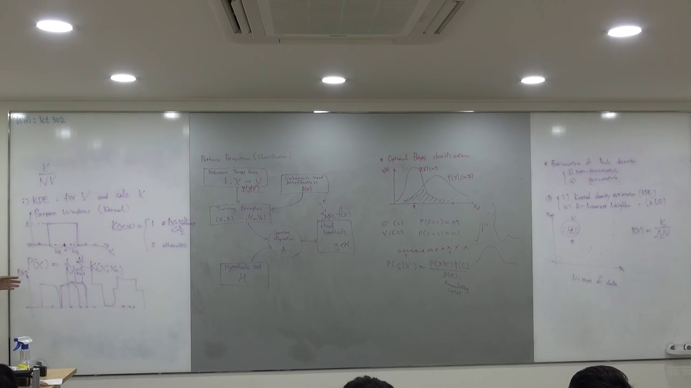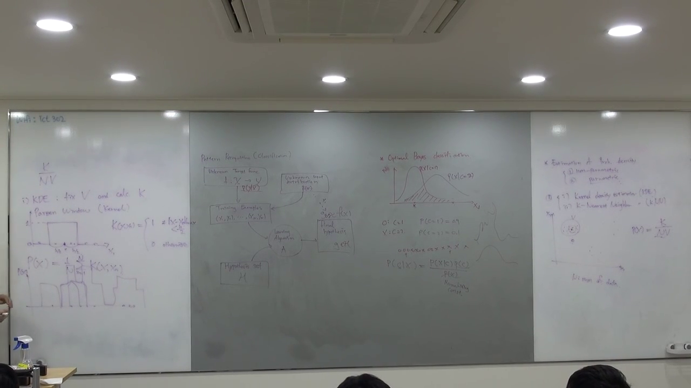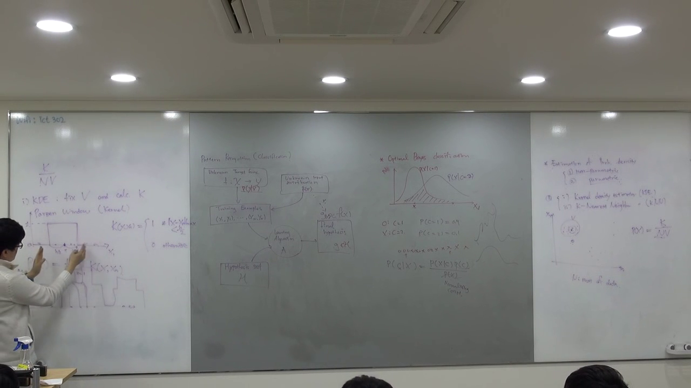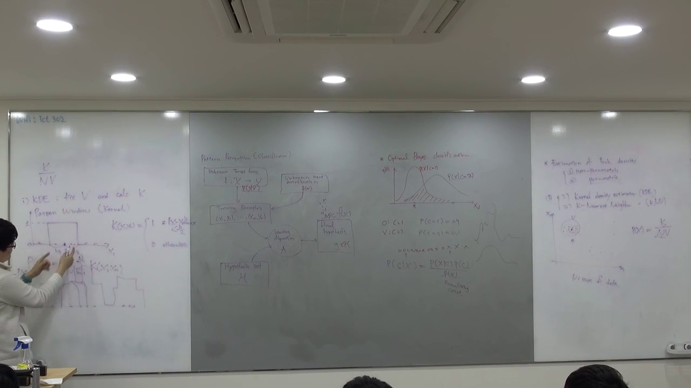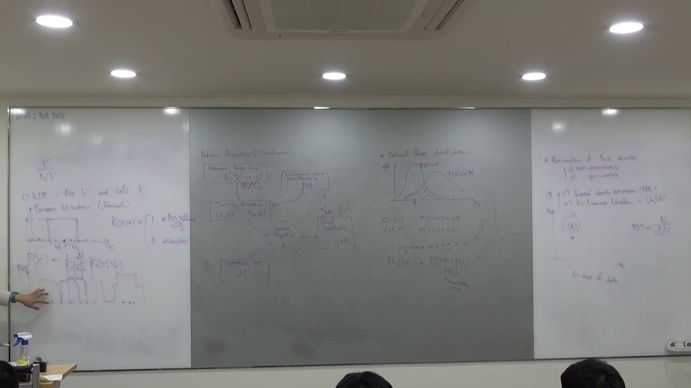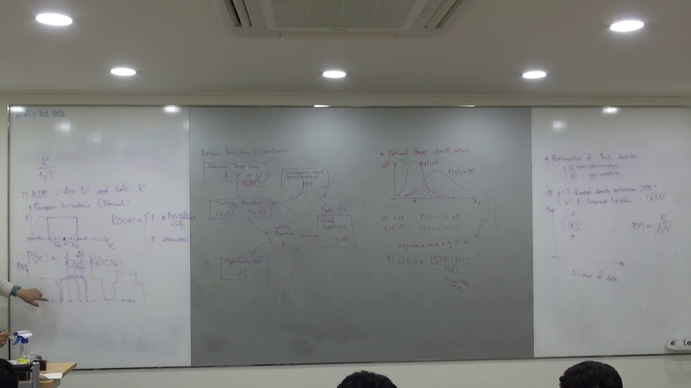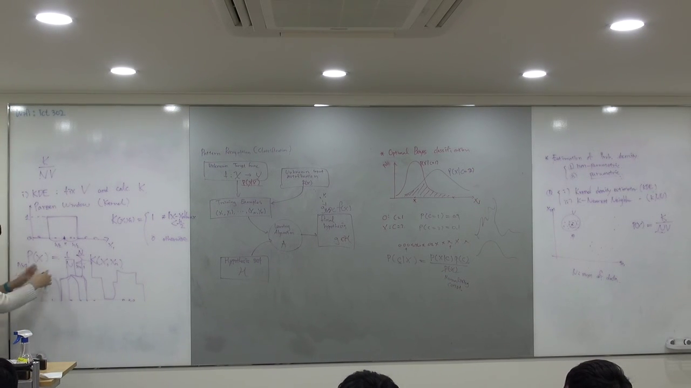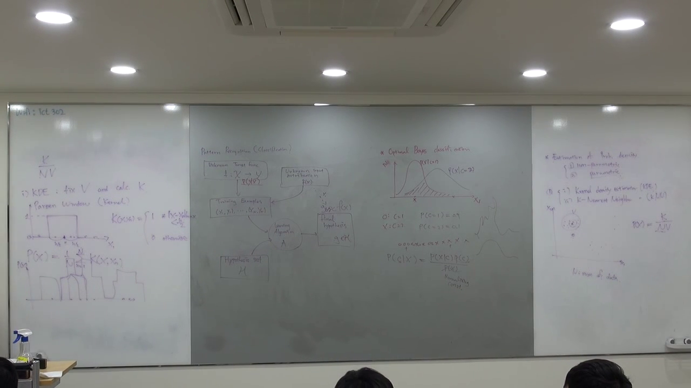If you're thinking from X point of view, then you're just counting the number of data in this region. But if you consider that this kernel is presented at each training data, then you just use the kernel and just add them.